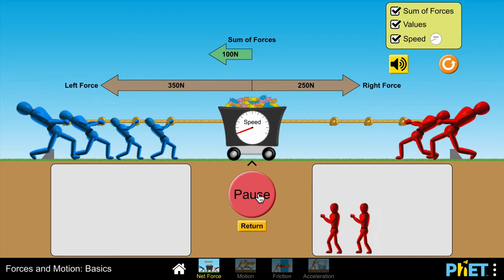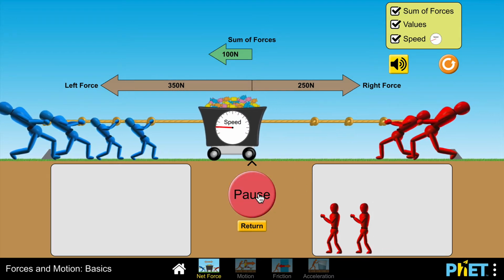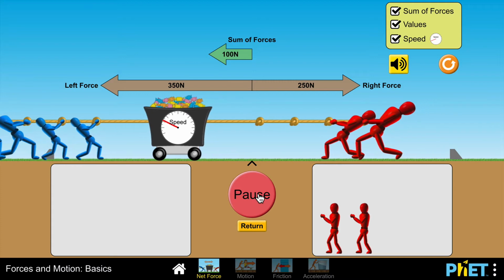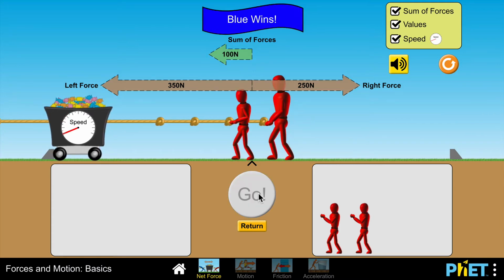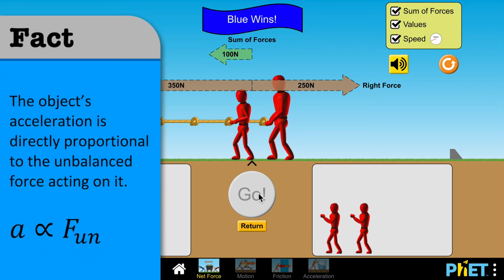So click go this time. And of course, what is happening is, if you look at the speed dial, it's increasing. We do have an acceleration to the left. So that's in the direction of the unbalanced force. The other thing that Newton's second law says is that the object's acceleration is directly proportional to the unbalanced force acting on it.